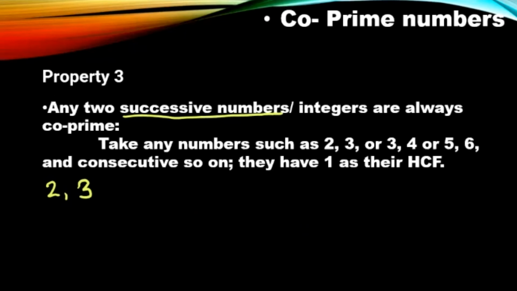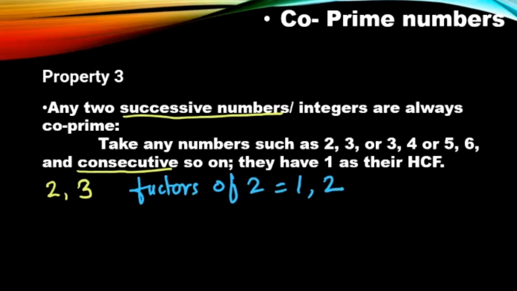2 and 3 both are successive numbers or consecutive numbers. Now let us check whether it is a co-prime number or not. So for that we have to consider the factors of 2, that is 1 and 2, because 2 is the prime number, and the factors of 3, that is 1 and 3, because 3 is again a prime number.